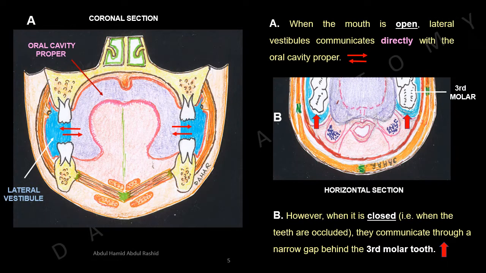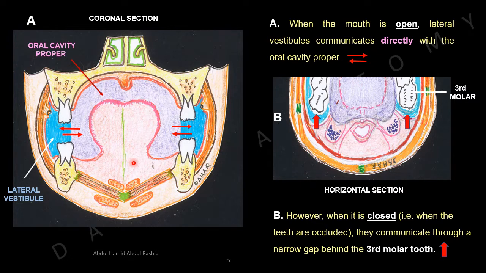Continuation of vestibules of the mouth. We have two diagrams here, diagram A and diagram B. This is oral cavity proper. This is oral cavity proper. This is the coronal section of the oral cavity. This is the horizontal section of the oral cavity proper.